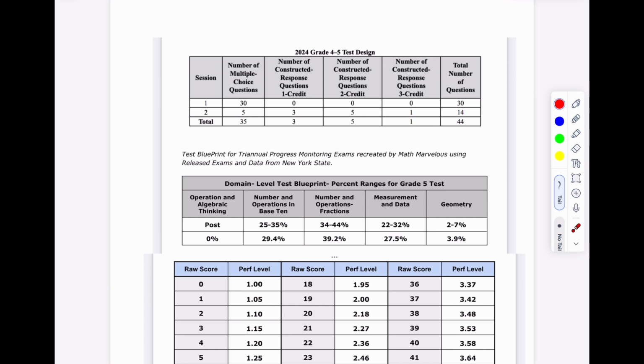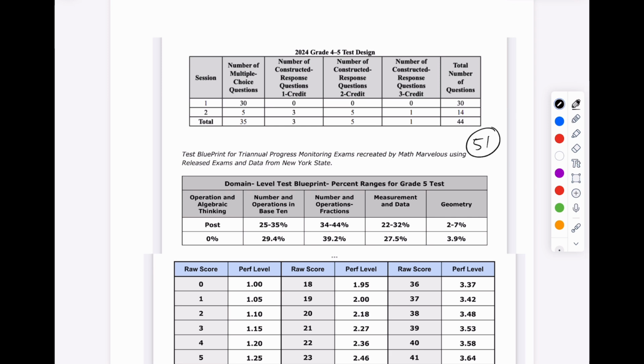Okay, so you're going to go in and add up all these points. You should have had, out of 35 multiple choice questions, 35 points. And there were 3 1-point, 5 2-point, and 1 3-point questions. So even though there were 44 questions, it all adds up to 51 points.